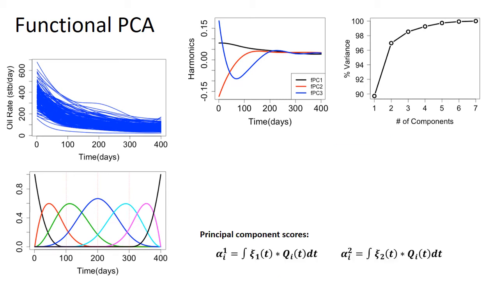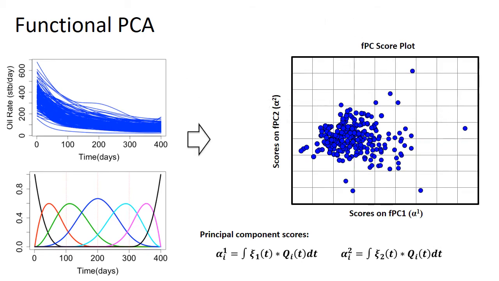Just like with principal component analysis, we can then calculate principal component scores. And just like with principal component analysis, these are expressions of these scores, and these are the harmonic functions. So instead of a sum, we get an integral. And here we get the principal component scores on these various functional principal components.